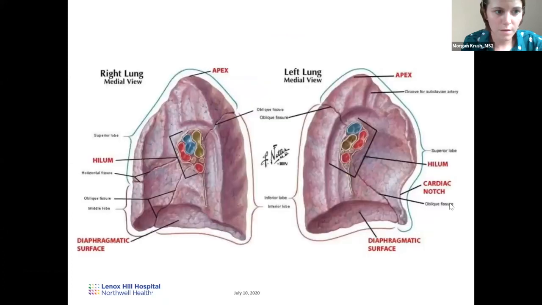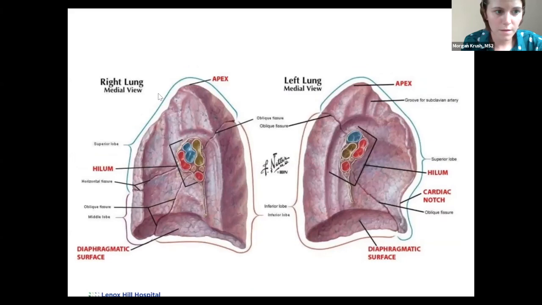All right, so this is just another helpful view of the lungs. This one shows really the important impressions that certain organs have on the lungs. So you can see right here, this is what Brendan was talking about with the arch of the aorta. You can see this going down, and that has a big impression on the left lung. And then on the right lung, you can see a groove for the esophagus, which is a little bit lower down here. And you can see a big impression on the left lung for the heart. That's called the cardiac notch.